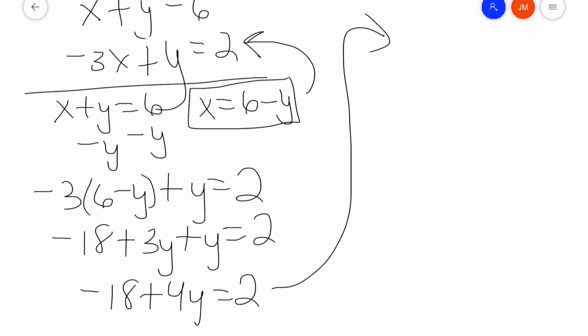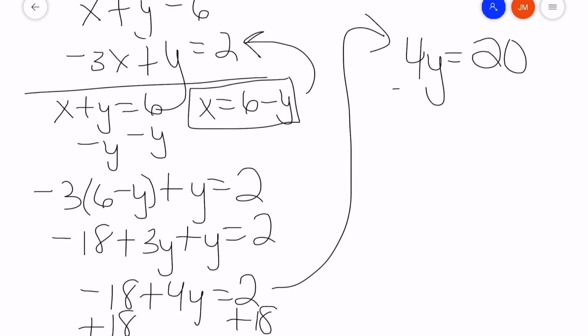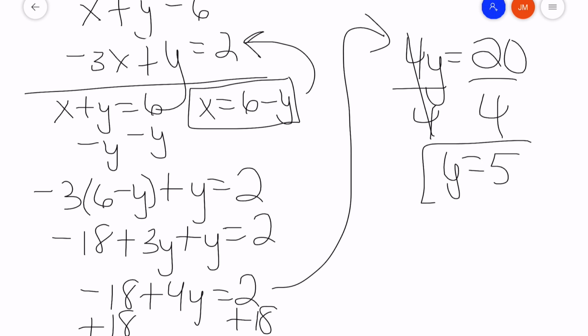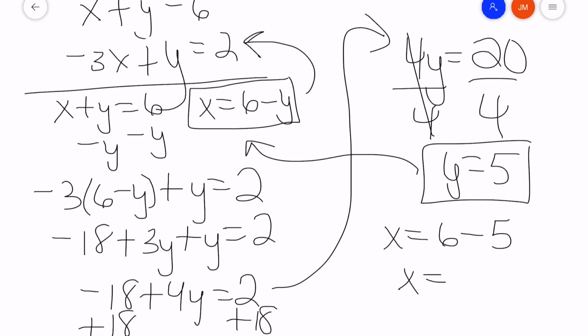And this, if we add 18 to both sides, we're left with 4y equals 20. Divide by 4 on both sides, and we're left with y equals 5. So finally, we're going to plug y back into our equation that we solved for in step 1. And we're left with x equals 6 minus y, which is 5. So x equals 1. And you can always check your work by plugging the values you found for y and x back into your initial equations.